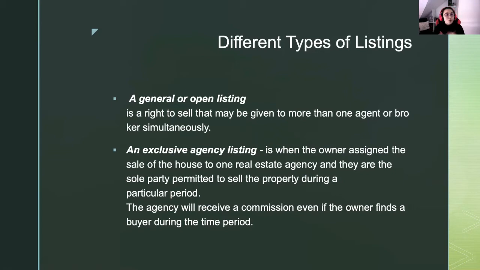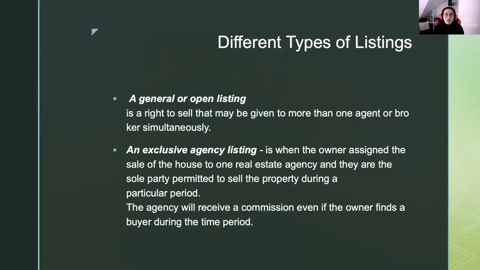Okay, so if you are the owner, and I am your realtor, you are not going to be allowed to work with another agent to sell your property except me. And we are going to have a contract as to how long I'm going to be handling the sale of your property. Typically, it's about 6 months, the normal contract period for listings.